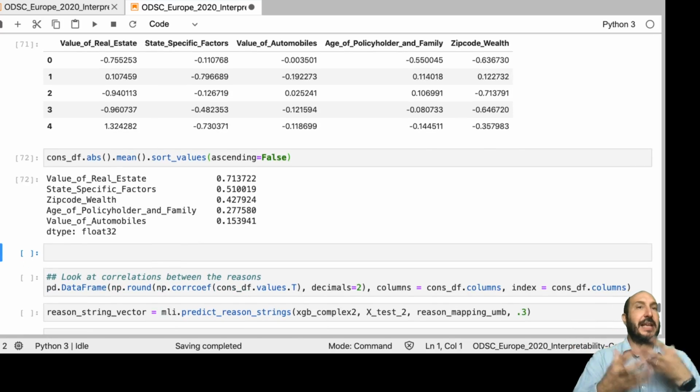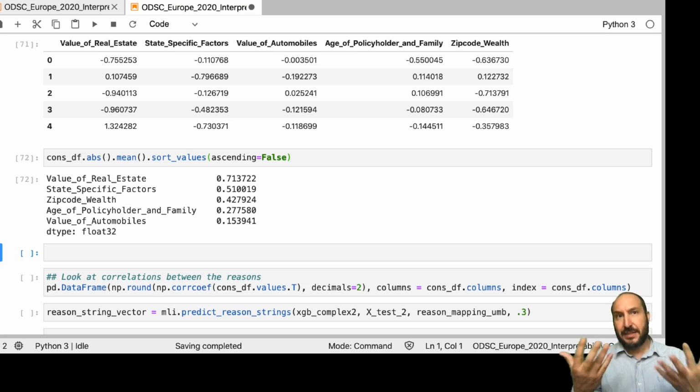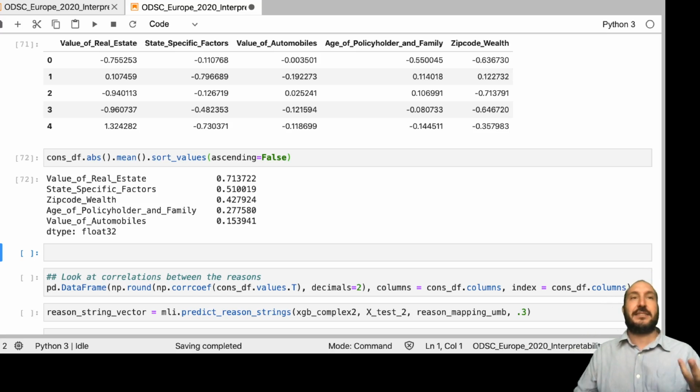And now again, if we look at the average impact of these variables, now you see real estate is the most important, followed by the state-specific factors, then the zip code wealth, then the age of the policyholder and the family, and then the value of their cars. And again, this gives a good sense. This gives a nice big picture also of what the model is looking at. Basically, if somebody says, what's in the model, what are you looking at? You could say, well, a lot of it's just about how much real estate they own. A medium chunk about what zip code they live in. And then some adjustments also for how old the person is and their family is, and how much their cars seem to be worth.